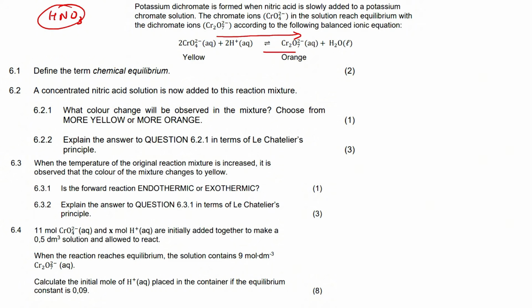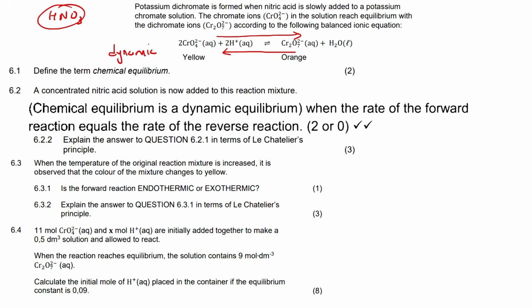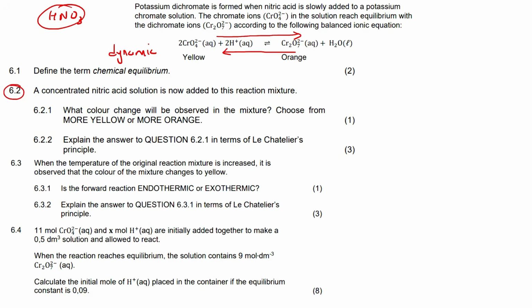Forward reaction takes place, and then the reverse reaction takes place. So it just goes on and on. And so we talk about something called a dynamic equilibrium, because dynamic means that it's still happening. All right, so here we go. Chemical equilibrium is a dynamic equilibrium when the rate of the forward reaction equals the rate of the reverse reaction.